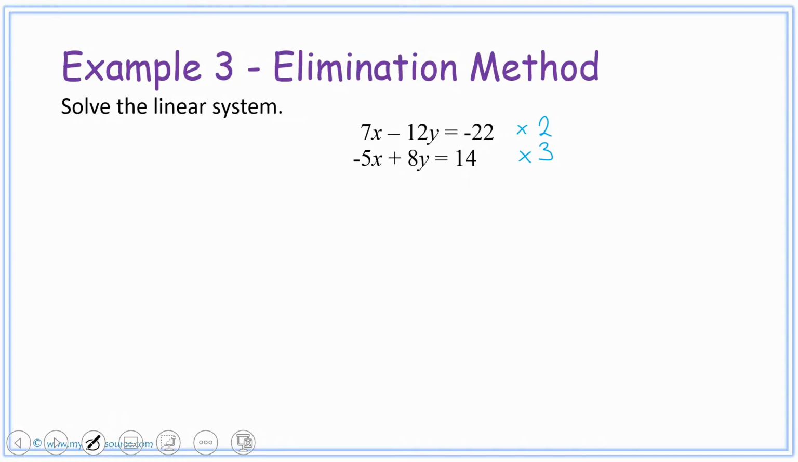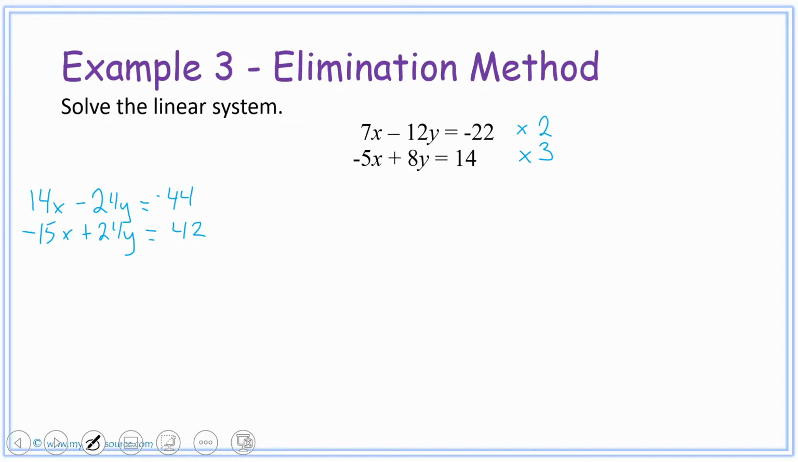If we do that, the first row, 2 times 7 is 14x. 2 times the negative 12 is going to give us negative 24y. It's going to be equal to 2 times negative 22, which is negative 44. 3 times the negative 5 is going to give us negative 15x. 3 times negative 8, that's going to be positive 24y, and 3 times 14, that's going to give us 42, I believe.